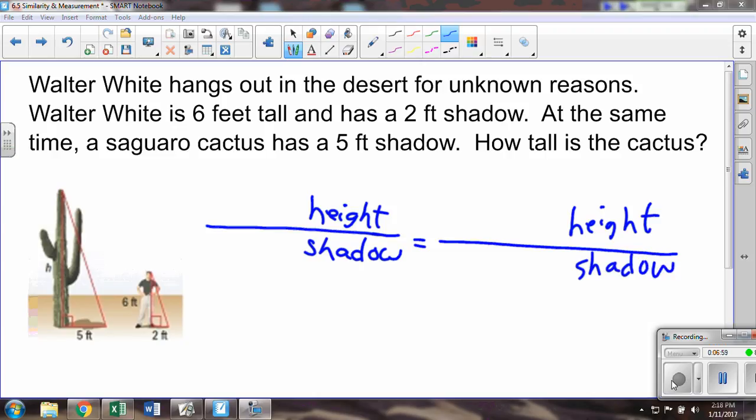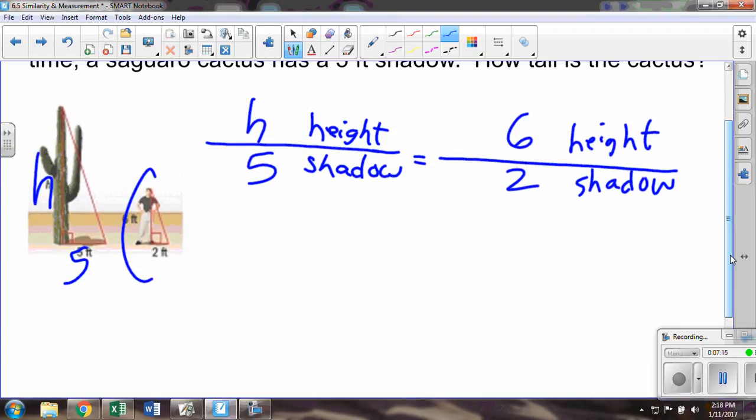For the cactus, height and shadow. H feet, 5 for the shadow. For the person, 6 foot, 2-foot shadow. Tells you exactly where all the numbers will wind up going, so we can build our proportion, h over 5 equals 6 over 2.